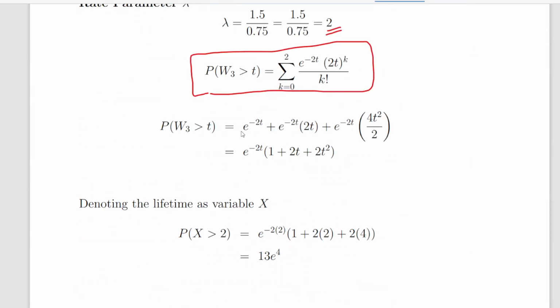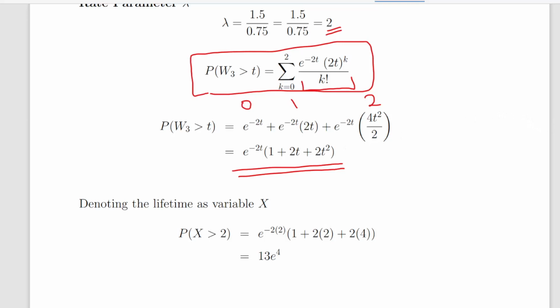So we piece it all together there. For each of these terms, k equals 0, k equals 1, and k equals 2, we just evaluate them out, and then add them all up. Lambda is 2, so e to the minus lambda t is e to the minus 2t, and that's common to each of the expressions. 2t to the power of k divided by k factorial. When k is equal to 1, that's just equal to 2t, and when k is equal to 2, that is 4t squared divided by 2. Overall, this is the expression that we're going to be working with: e to the minus 2t times 1 plus 2t plus 2t squared.